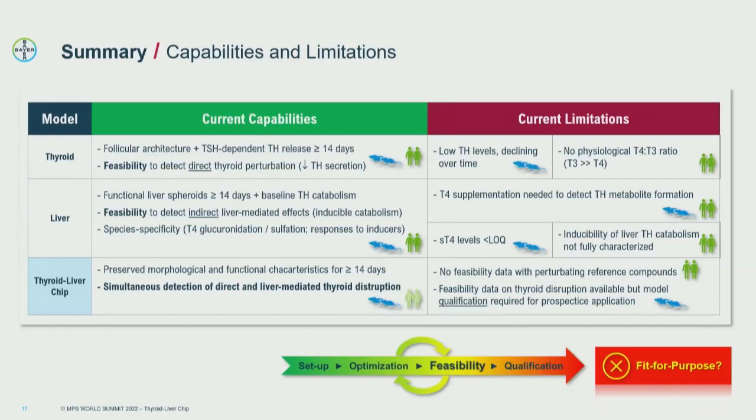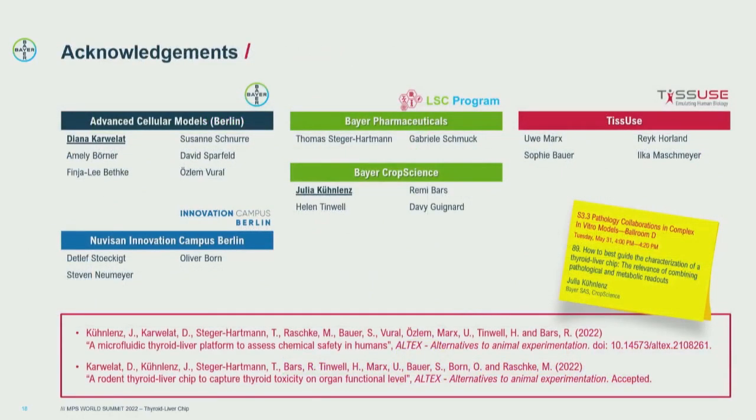But there are also a couple of limitations listed here. And therefore, it's clear that we are still in the process of optimization, at least for the human system, and provide some feasibility data, which is still necessary before we can start with a more formal qualification with more reference compounds, which eventually, hopefully, will allow us to have an assay or a model which is fit for purpose in order to detect these kinds of perturbations on the functional level in one assay, for example also for regulatory purposes.